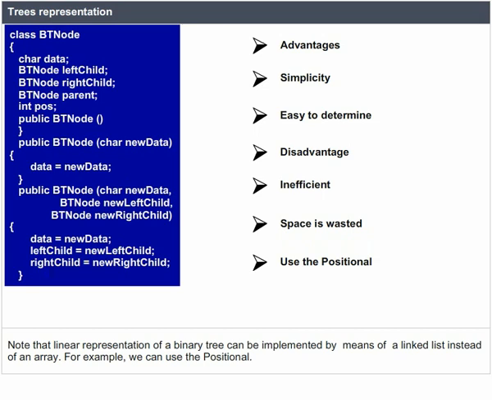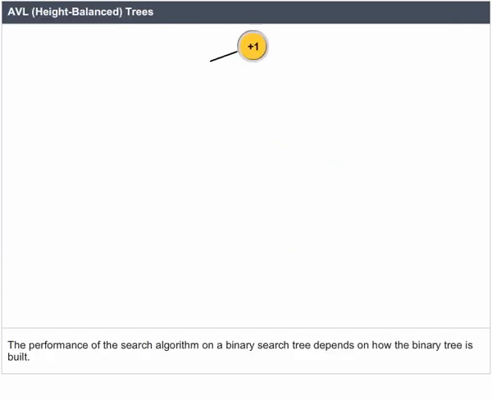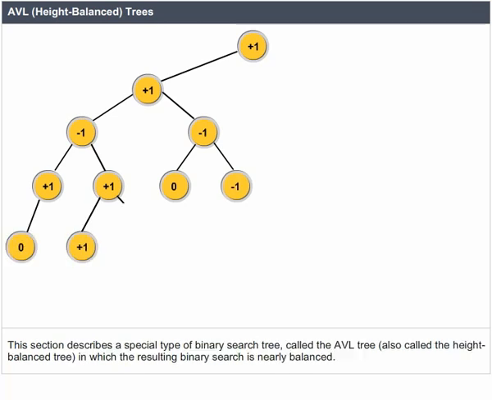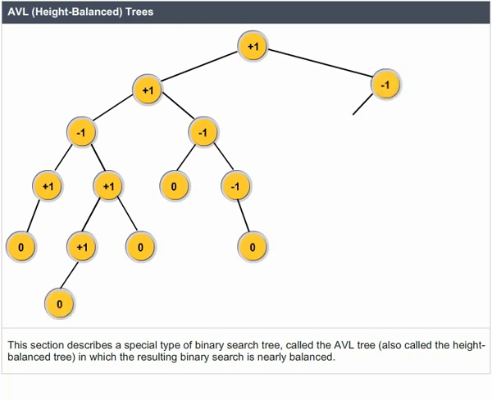AVL, height balanced trees. The performance of the search algorithm on a binary search tree depends on how the binary tree is built. The shape of the binary search tree depends on the data set. If the data set is sorted, this section describes a special type of binary search tree called the AVL tree, also called the height balanced tree, in which the resulting binary search tree is nearly balanced.